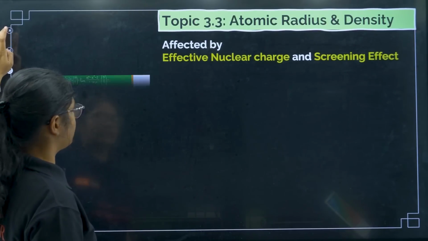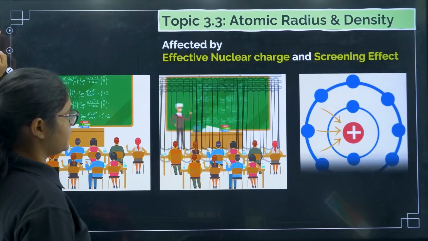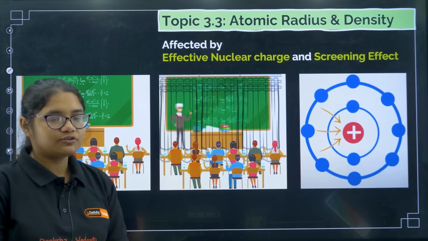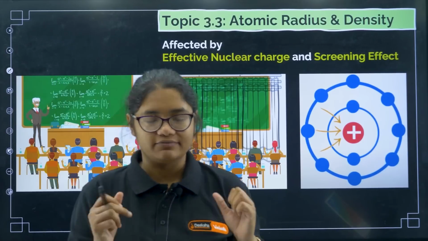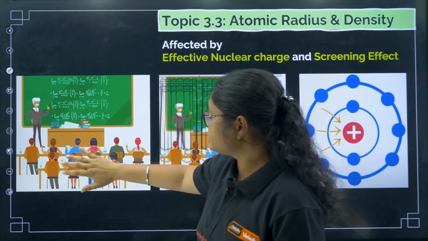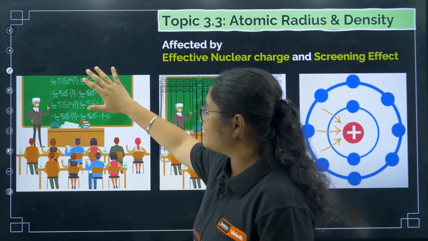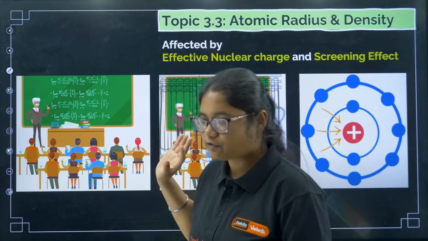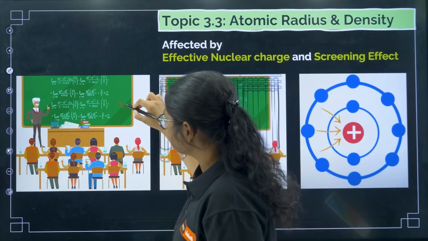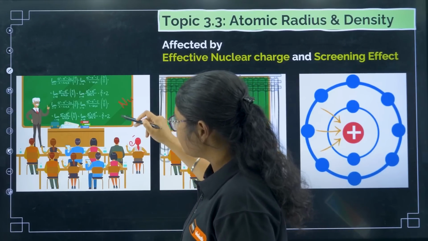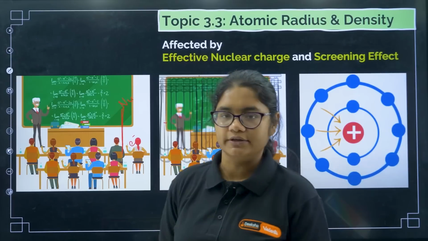Next, coming to atomic radius. This is very important to understand. First of all you should understand what the screening effect is. I will explain the screening effect with a very simple example. Suppose some students are sitting and a teacher is teaching the class, right? So all of you can see the board. Just imagine that this is your nucleus and these are the electrons. So between the nucleus and electrons, there is a good force of attraction here.